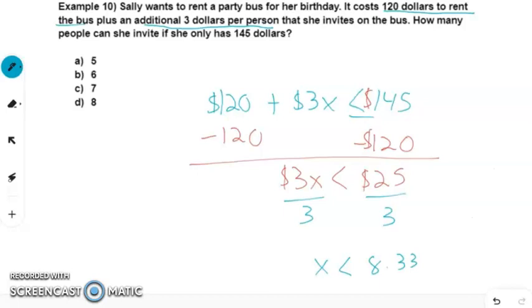Now I know that I cannot have 0.33 of a person, so that means if I want to spend either $145 or less, I can only invite 8 people. So x has to be either less than 8 people or equal to 8 people. I can't have a 0.3 person. So the correct answer is going to be D.